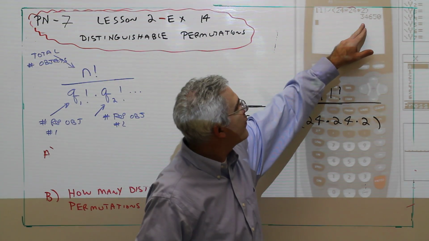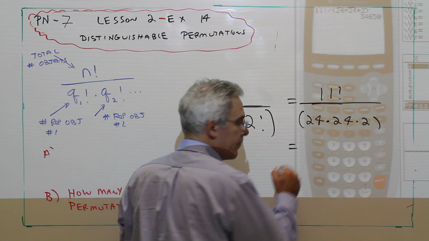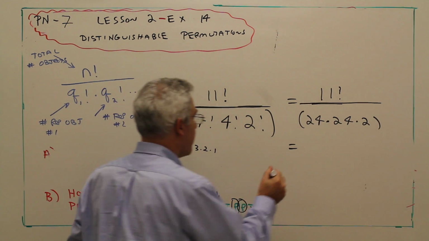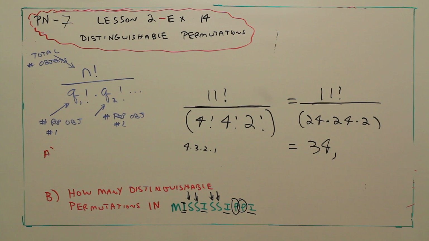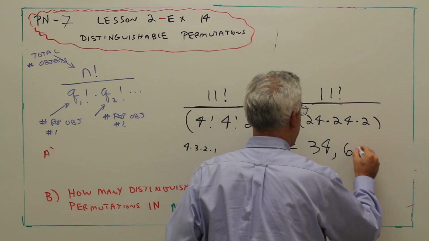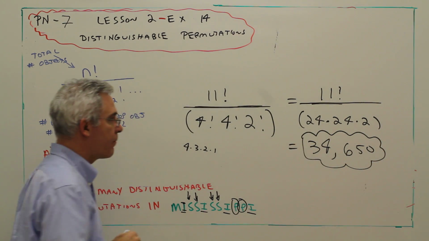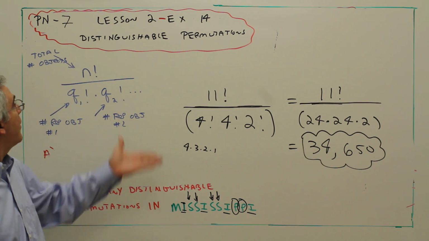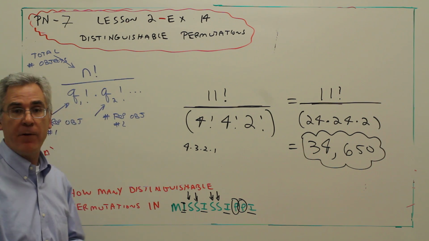And my answer is 34,650. And that's the answer for part B. So there you have it, how to find distinguishable permutations of various objects.